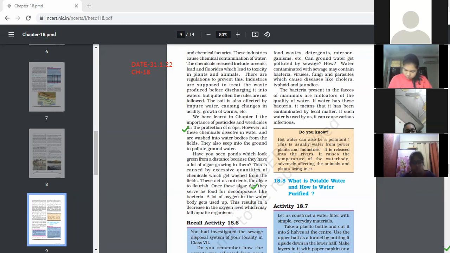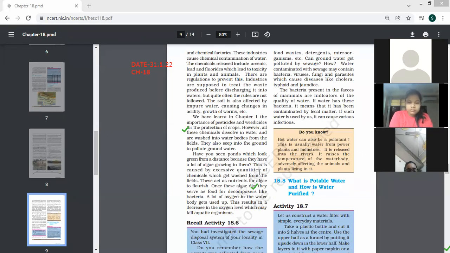Children, hot water is not good for aquatic life. We have read this is actually water from the power plants and industries. It is released into the rivers. It raises the temperature of the water body, which adversely affects the animals and plants living in it. Not only the animals, even the plants get affected when hot water is thrown into the rivers. So hot water is not good for plants as well as animals.